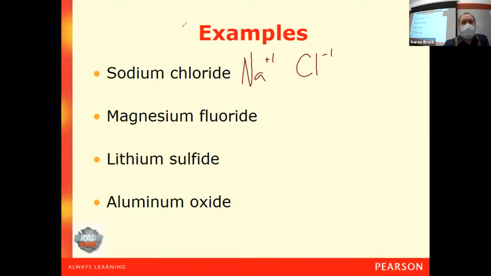To find its chemical formula, here's what we do. If the two charges are the same but have opposite signs, then we just rewrite the formula with those two elements side by side. So sodium chloride would be NaCl. Sodium and chlorine, like charges, opposite signs, we just put them together.